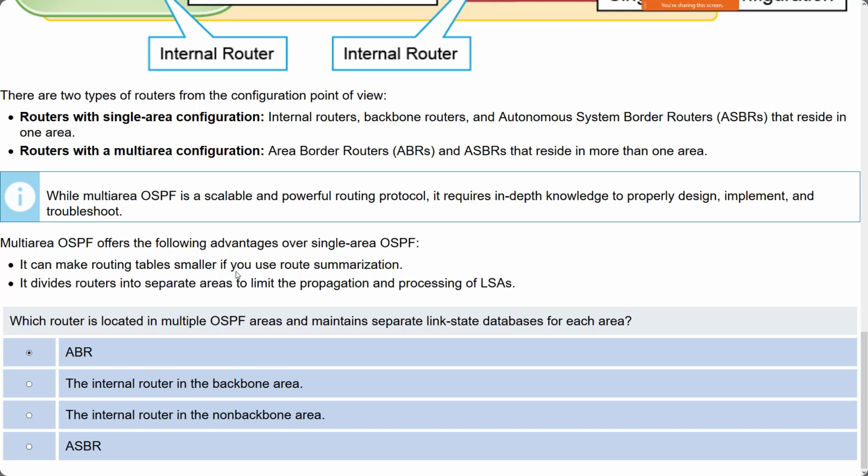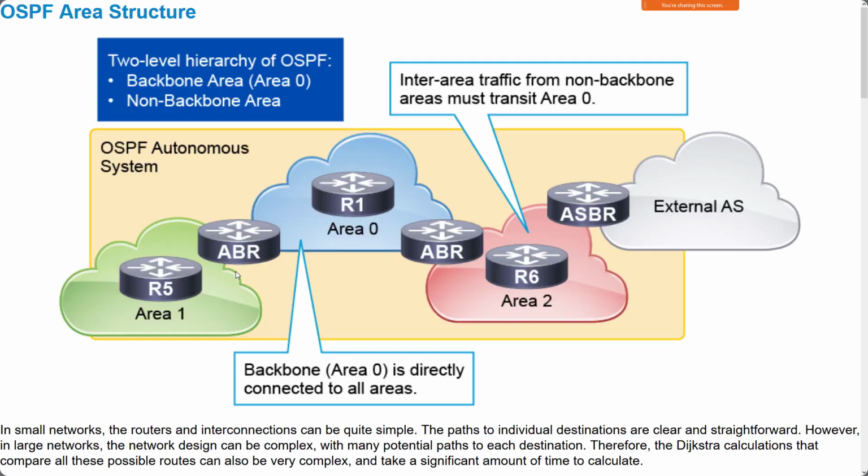Could an ASBR also be an ABR? Absolutely. You can have an ABR that connects Area 0 and Area 1 that happens to have an external link and it's doing redistribution. So the router can act as an ASBR and an ABR in that particular case. All right?